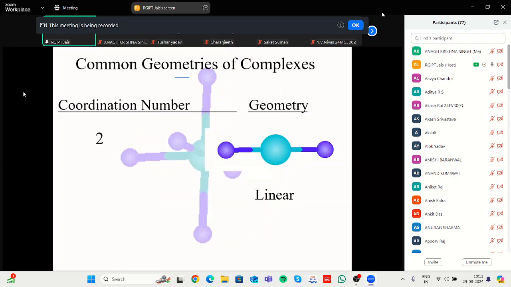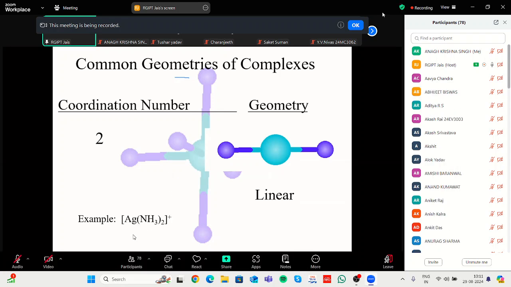There are different types of coordination geometry that are possible. First, it depends on the coordination number: a coordination number of 2 gives linear, 3 gives triangle. The geometry can be in the form of linear, triangle, tetrahedral, square planar, or octahedral.